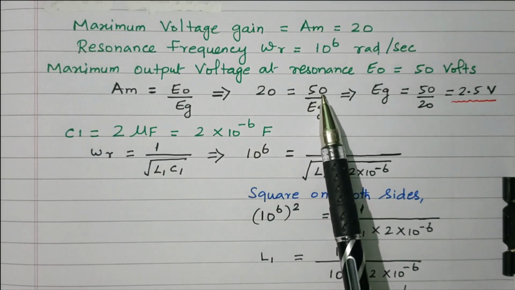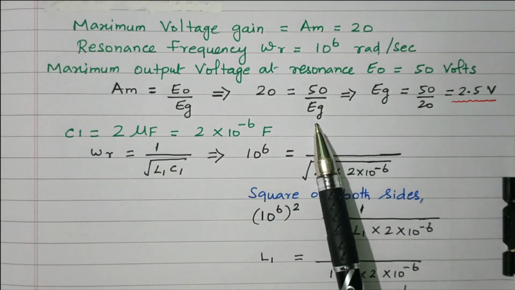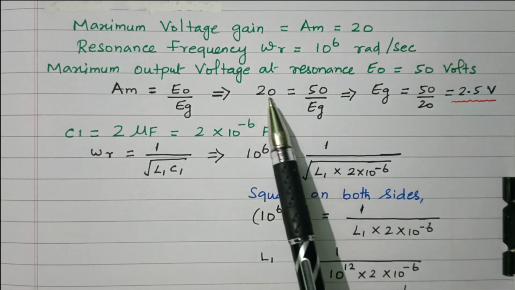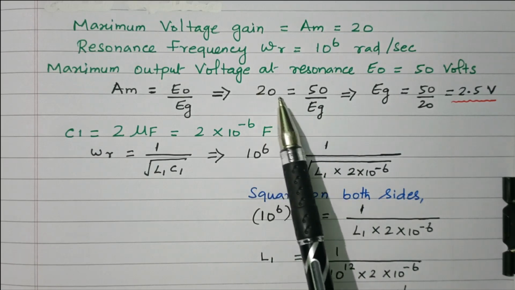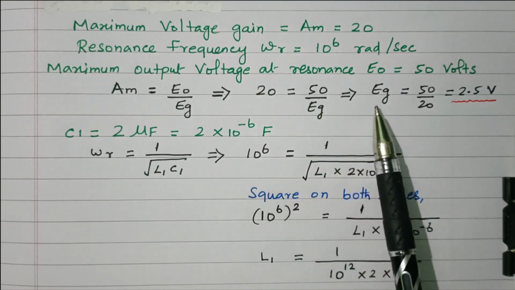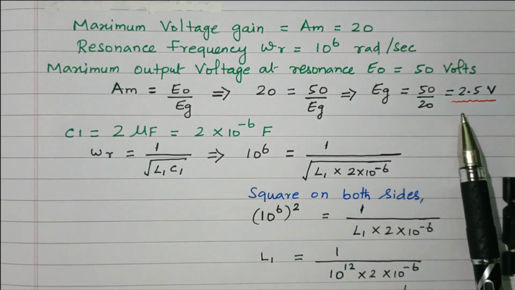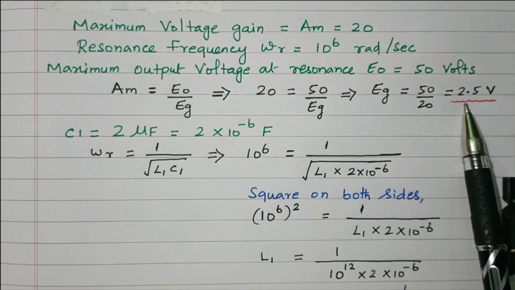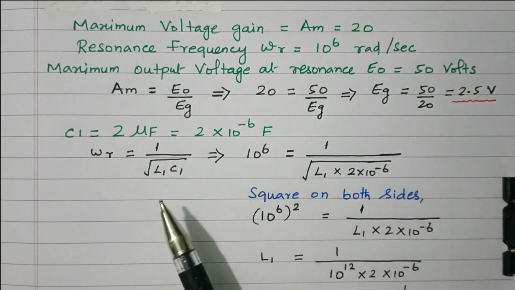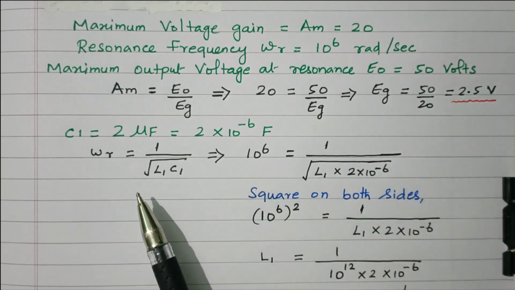E0, the maximum output voltage, is 50. From that we can easily calculate EG. Bring EG to the numerator and bring the 20 to the denominator on that side, so that EG equals 50 by 20, which is 2.5 volts. Right. So the supply voltage is 2.5 volts. Right. Now we'll go to find the L1 value.